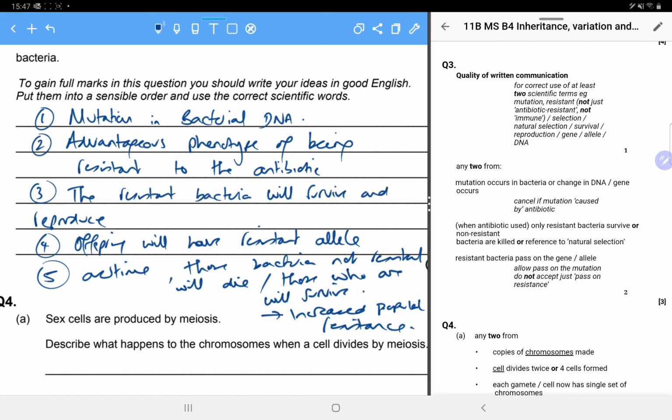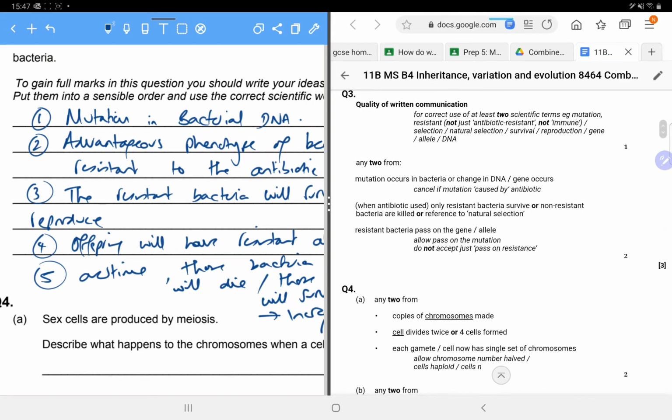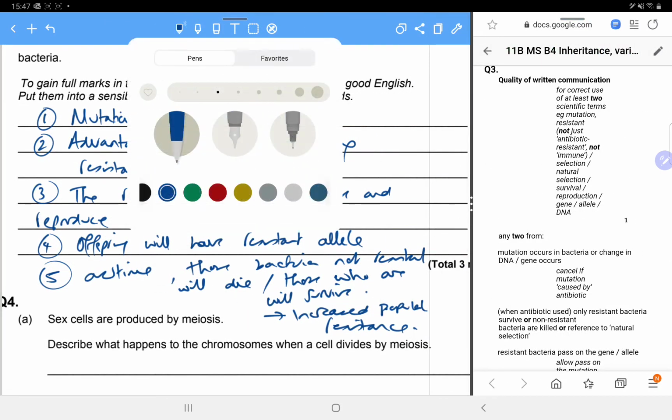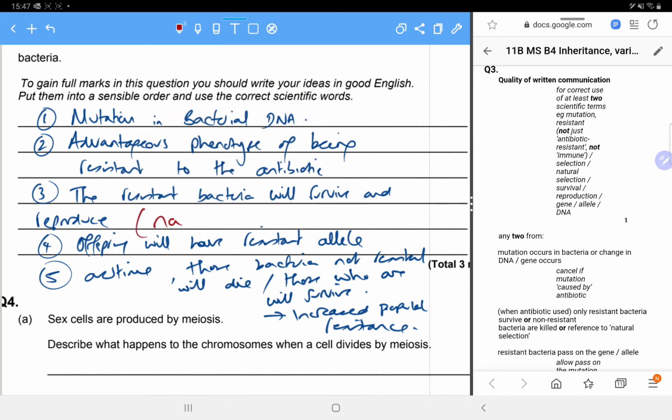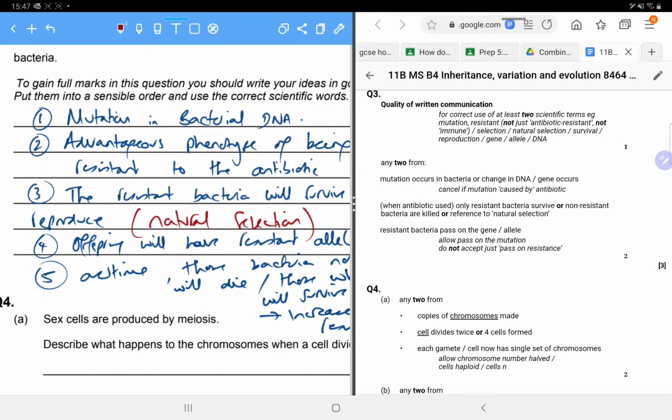Okay, and let's look at the mark scheme and just see what they've said and see if we can find anything which helps us really cement what we need to say. So a mutation occurs in bacteria, or a change in the DNA, in the gene, when the antibiotic is used. Only resistant bacteria survive, or non-resistant bacteria are killed. Yeah, we got that in. Or reference to natural selection. So that's interesting. So we could put in brackets here natural selection. Okay, we describe it, we've still got the mark, but we know that the board are interested in us using that term, so that's good to know.